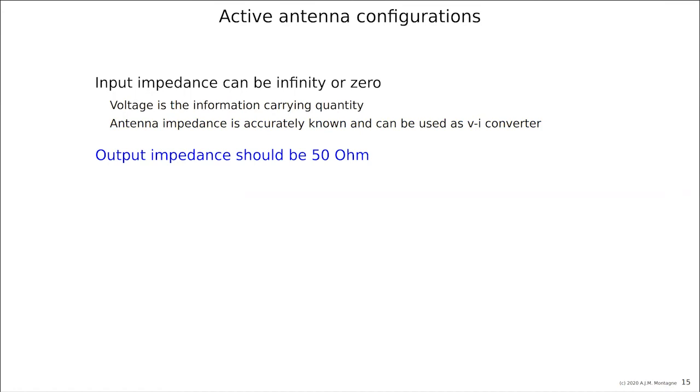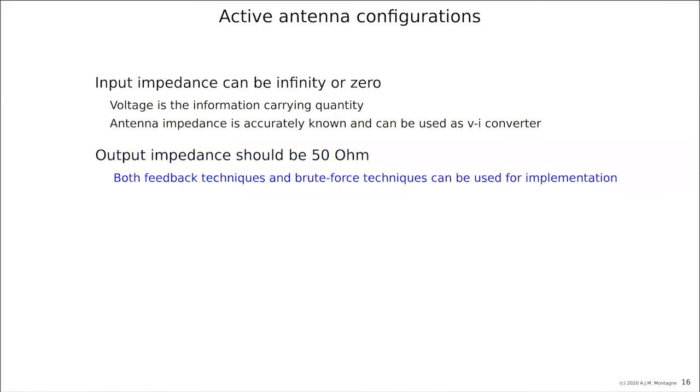The output impedance of the antenna should be 50 ohm. That is because it should drive the cable with 50 ohm. And we can use for this, of course, feedback techniques, but also brute force techniques. Let's say just connect 50 ohm in series or in parallel with an amplifier, as has already been discussed in the design of the CS stage for the output.